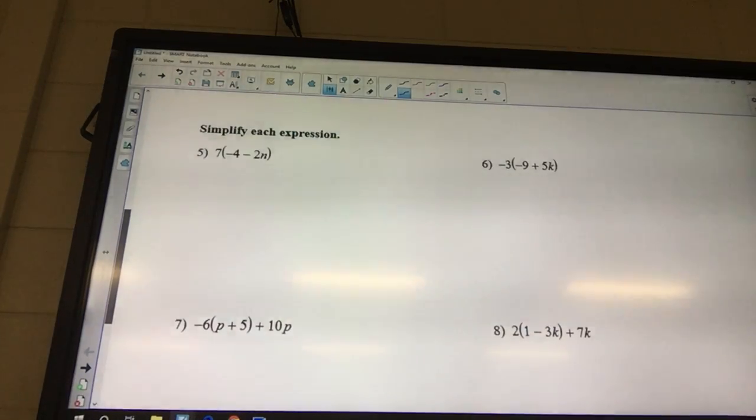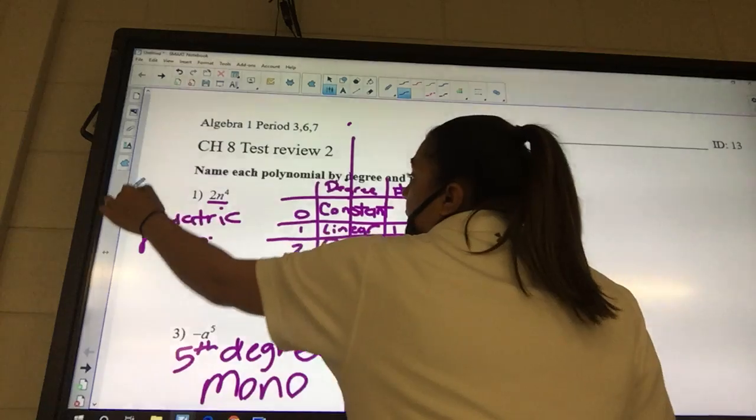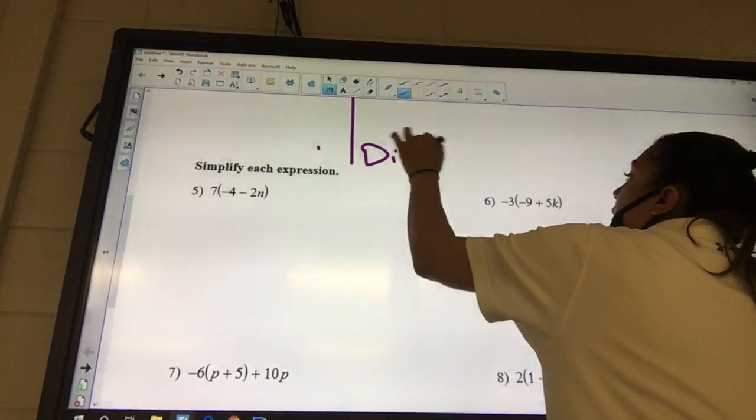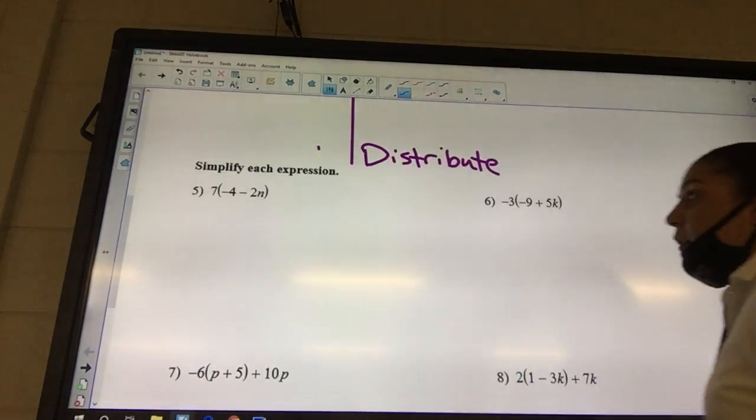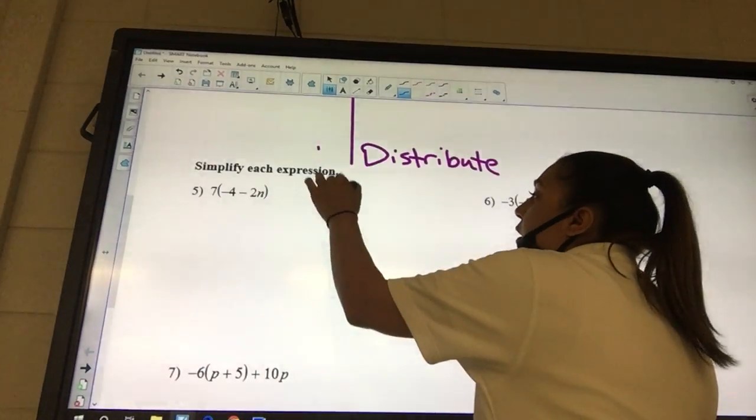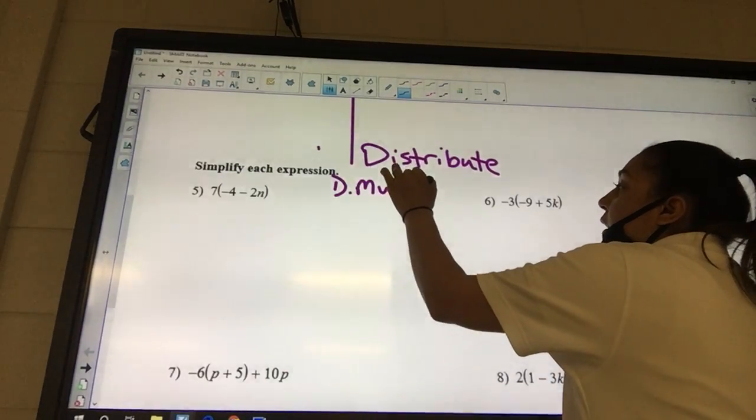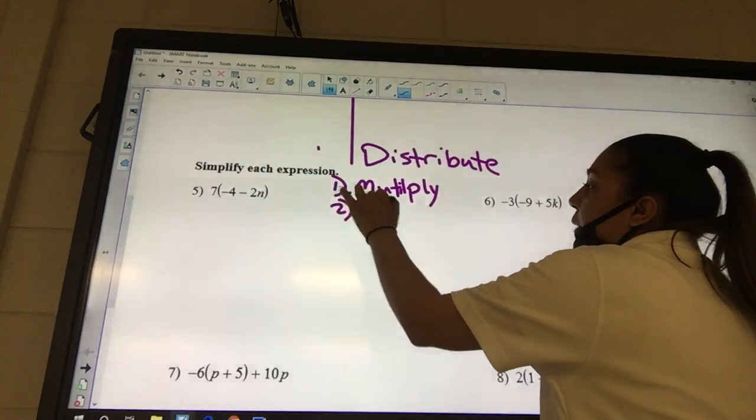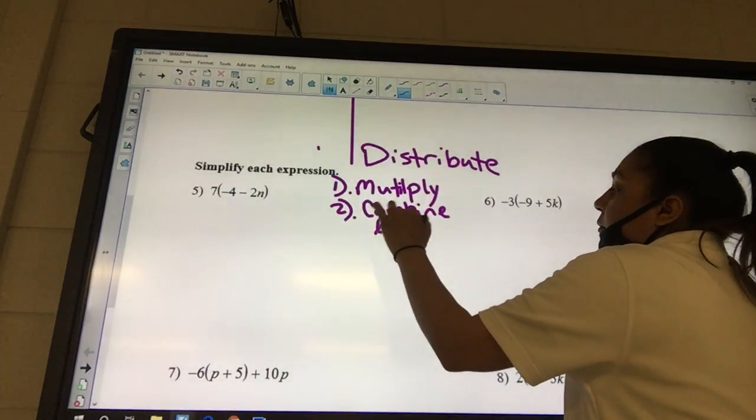Okay, the next section is just distributing. What's distributing mean? Multiplying. Yeah, it means multiplying. So your steps for all these would be to distribute, multiply, and then combine like terms.